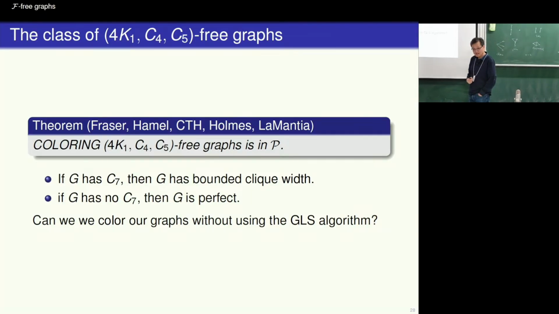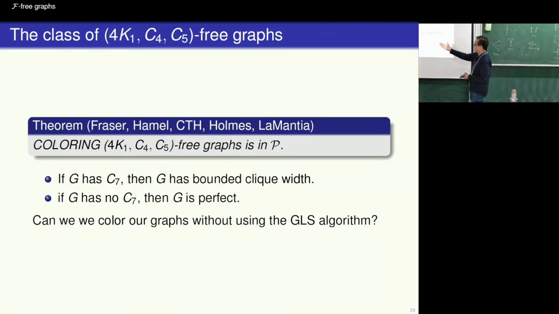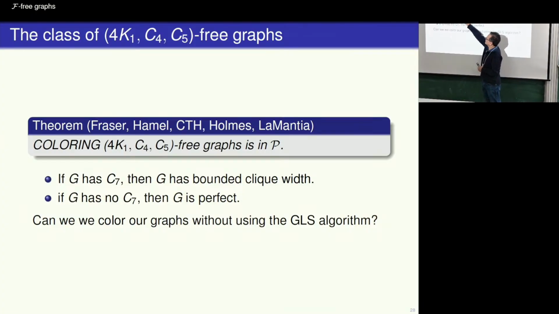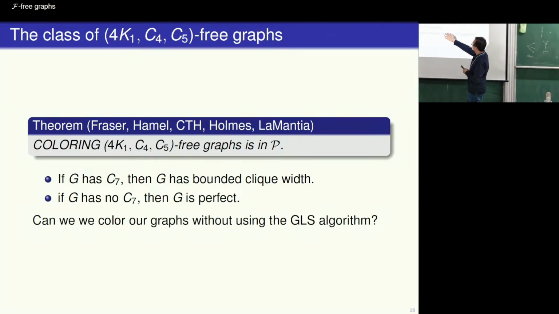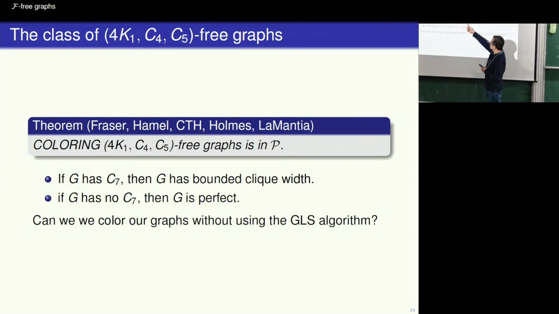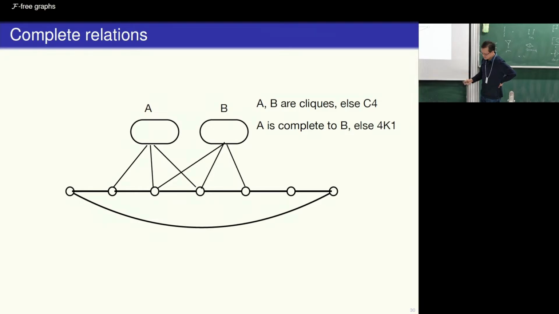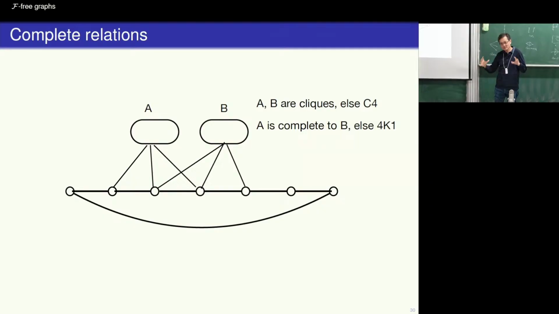What we prove is, for this class, no 4K1, no C4, no C5: if it has a C7, then it has bounded clique width. If it has no C7, then it's perfect. This graph, if it has no C7 and no C4, means no odd anti-hole. So how do we prove that if the graph has a C7, it has bounded clique width? I don't have time, so I won't go over that. I will just explain how we prove that if a graph in this class has a C7, it has bounded clique width.